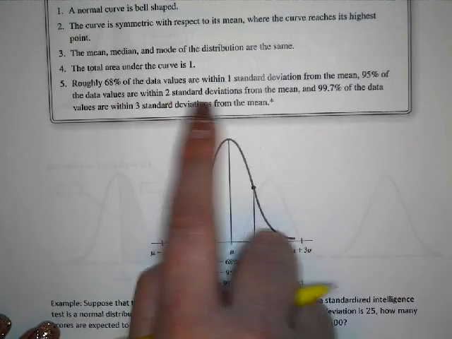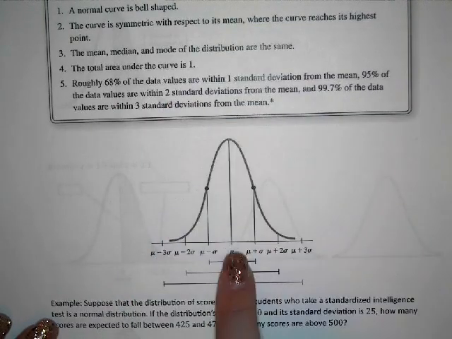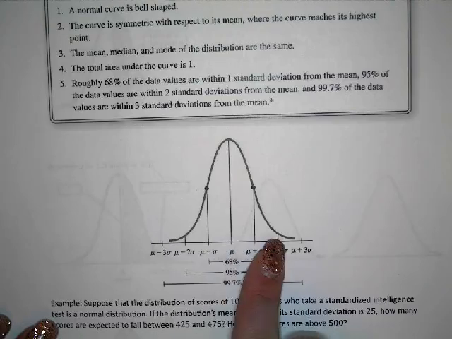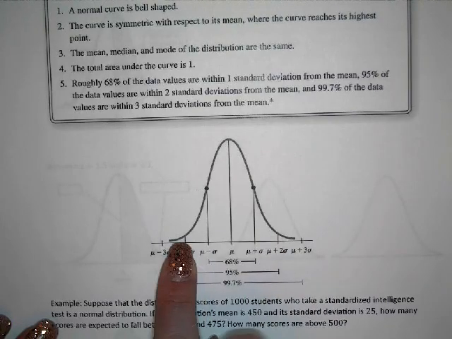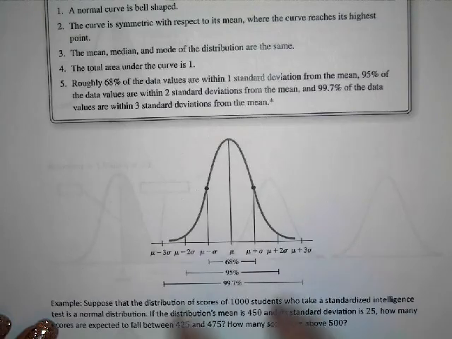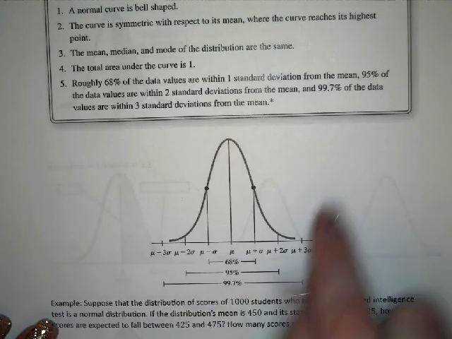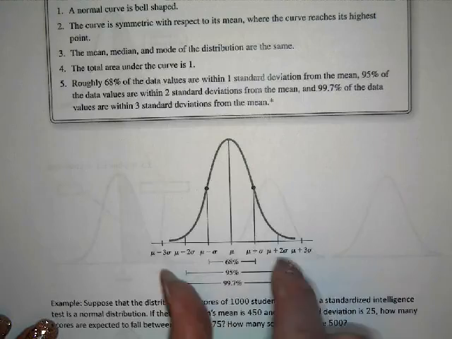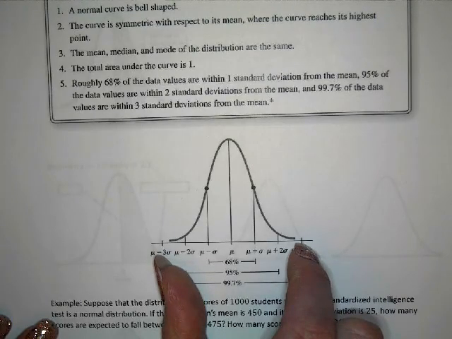95% of the data is within 2 standard deviations. So if you start at the mean and add 2 standard deviations and subtract 2 standard deviations, that's going to be a range of values that's going to include 95% of the data. And then if you go 3 standard deviations away, that's going to include 99.7% of the data values.